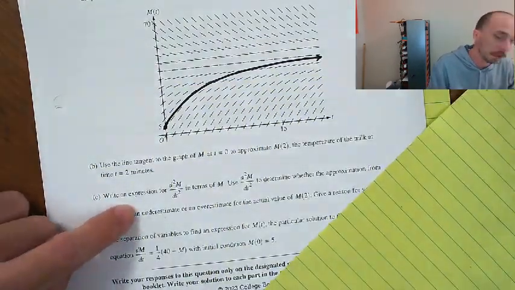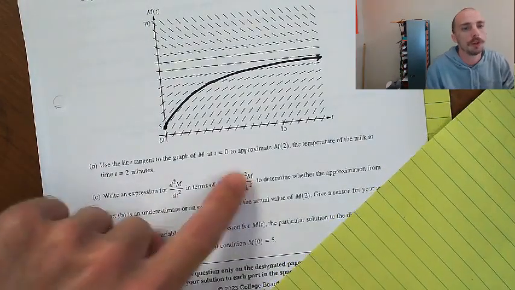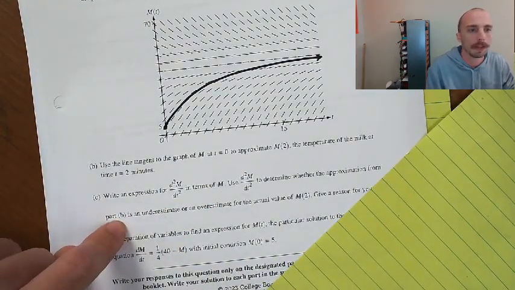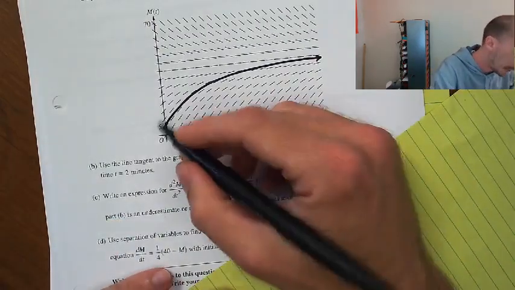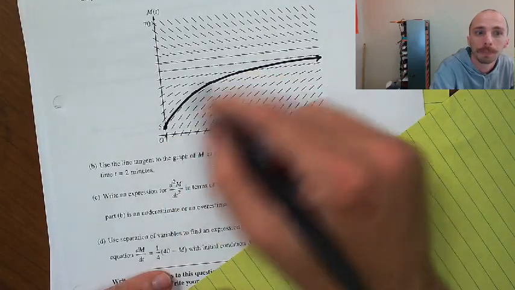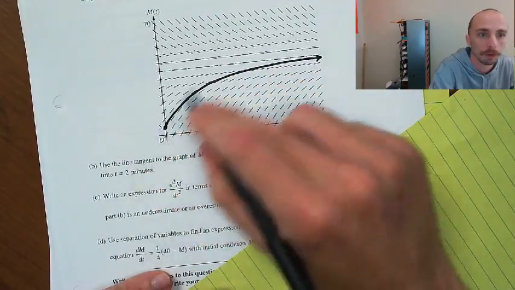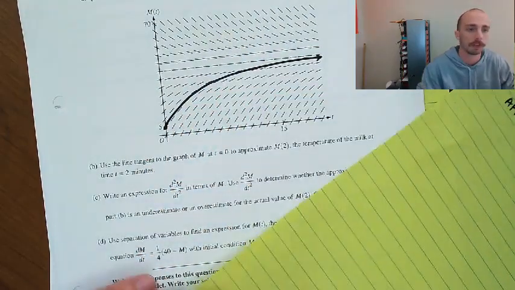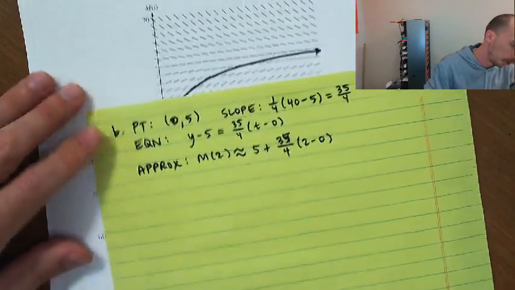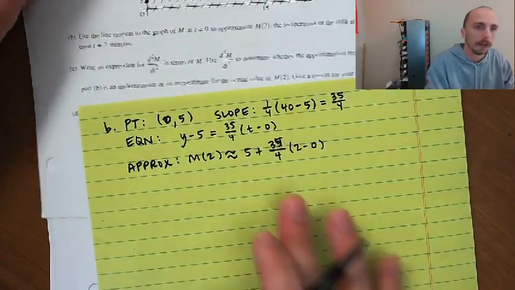Part C is going to ask you to find the second derivative of M with respect to t, and then use that to determine whether the estimation from part B is an overestimate or an underestimate. Right now, I can tell you it's going to be an overestimate, because I see that this curve is concave down. So the actual curve is going to sit below the tangent line. It's going to be an overestimate. But that's not going to be a good enough reason. I saw it on the slope field, which is not going to get you any credit.